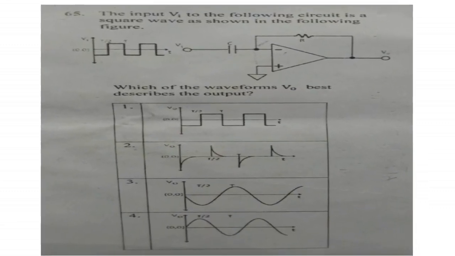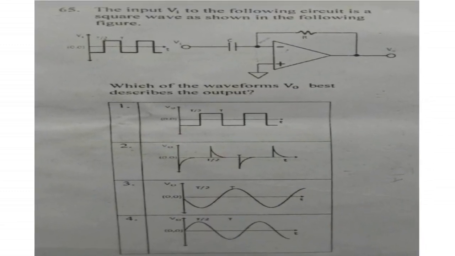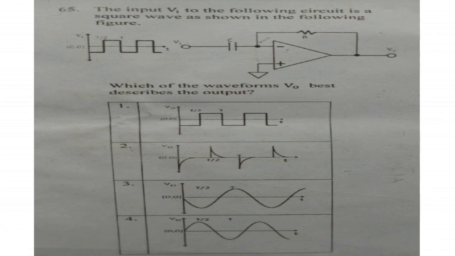Now question number 65 is: the input Vi to the following circuit is a square wave as shown in the following figure, and which of the waveforms Vo best describes the output? So here the given circuit diagram is the differential operational amplifier. So its waveform will be like option 2. So that is the right answer.